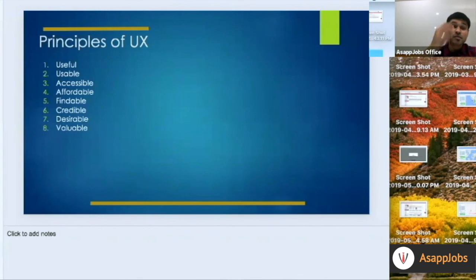Then it should be affordable. By affordable, I mean that you should be able to afford it; if the product is quite expensive, it is not affordable. Then it should be accessible. By accessible, I mean it should be accessible to a larger segment, right? If only a few users are using it, that means it is not a product built for the mass market, right? Then it should be findable. Findable means you should be able to find it easily.